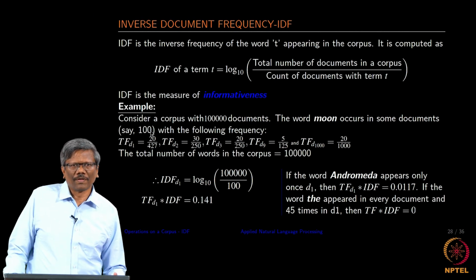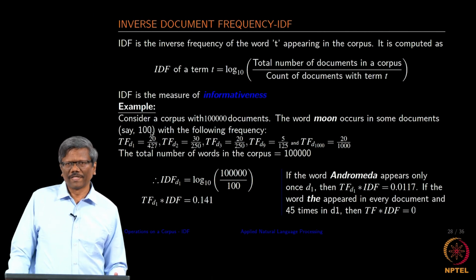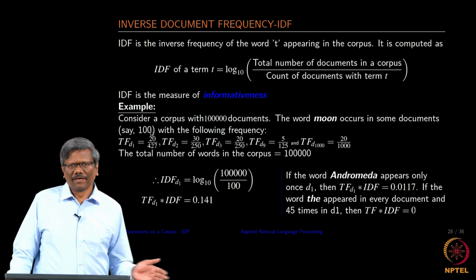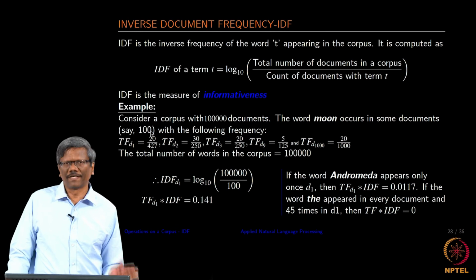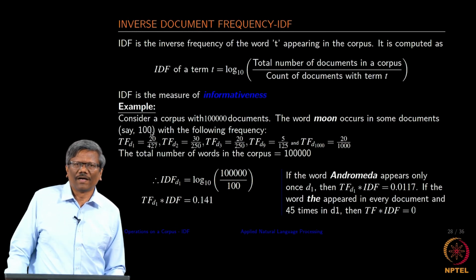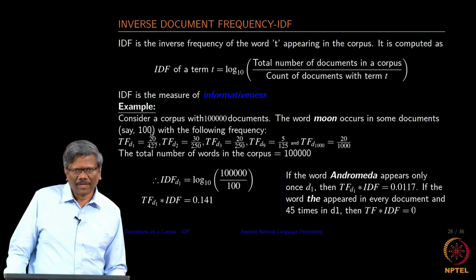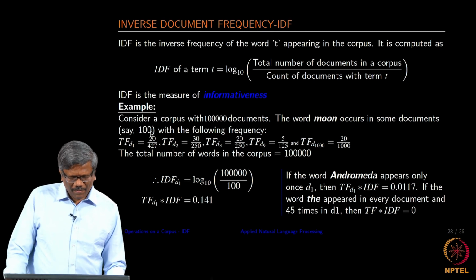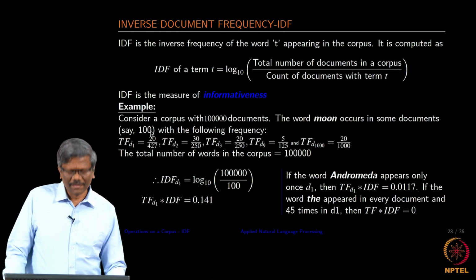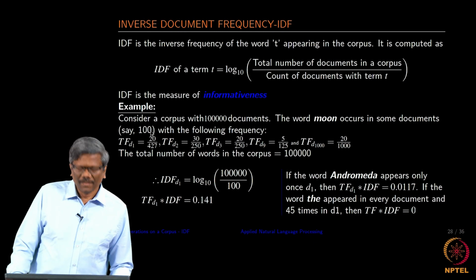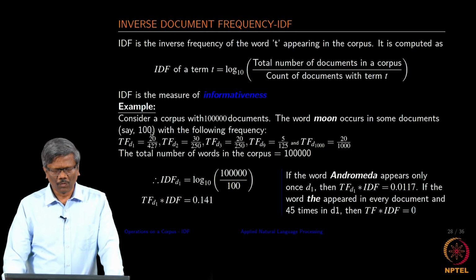In document 1 it appears about 20 times, and in document 1000 it appears about 20 times, and the rest of the frequencies, if you add them up, may not be 100, but the rest would probably appear in other documents as well in small numbers. If you calculate the IDF for the term moon here, it will be the logarithm of 100,000 by 100, that means it is equal to 3. And then the TF-IDF would be equal to 0.141.